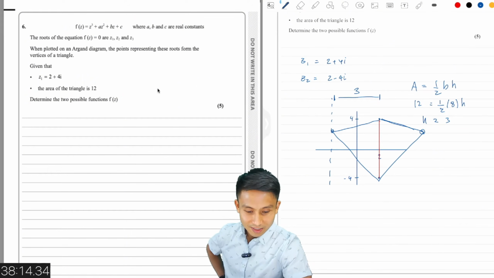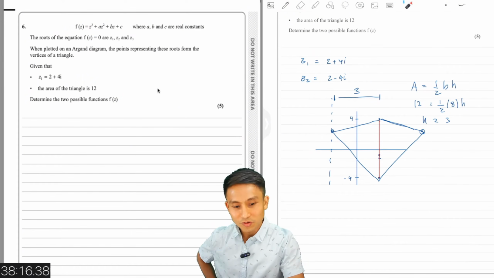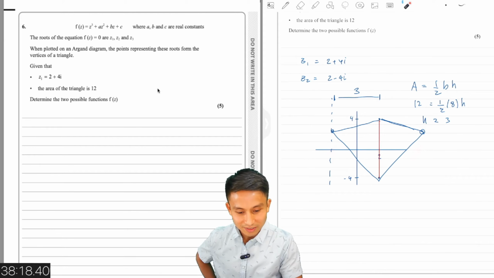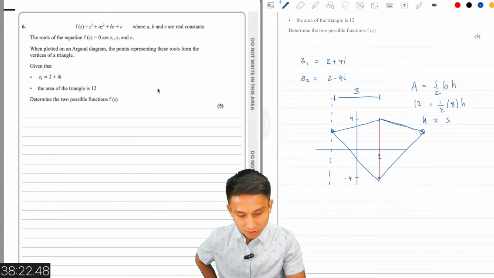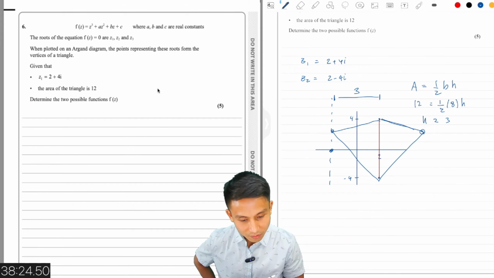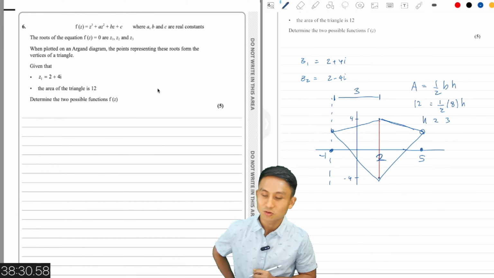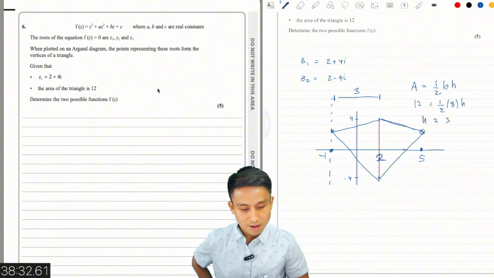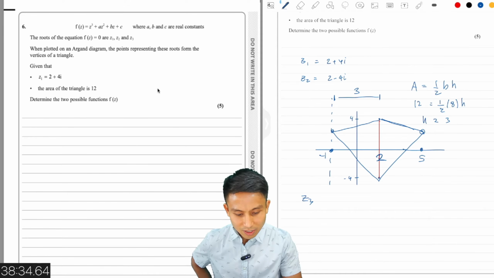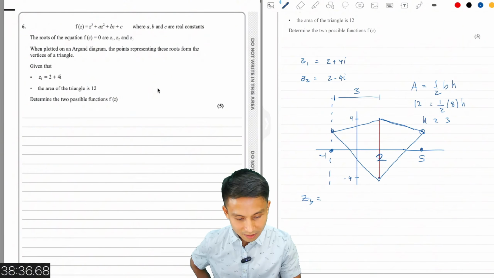Now we need to use the, okay, I see. We know the x value of these two because this is 3 units away. So that should be what? 3 units away, so that would be -1, and that would be 5, right? Because this thing is 2. Yes, 2 plus or minus 4. Okay, so we know that Z3 has the real part to be -1 or 5.